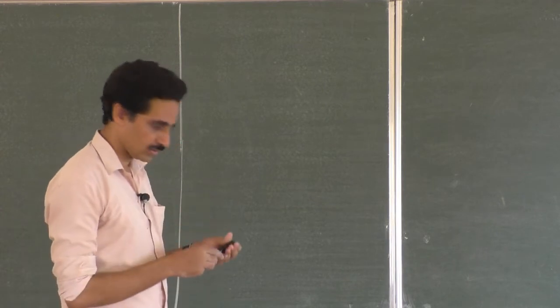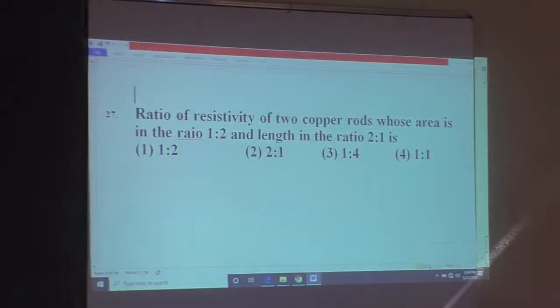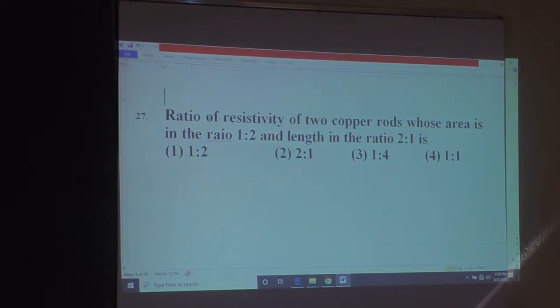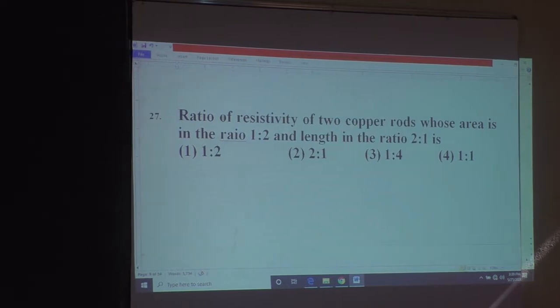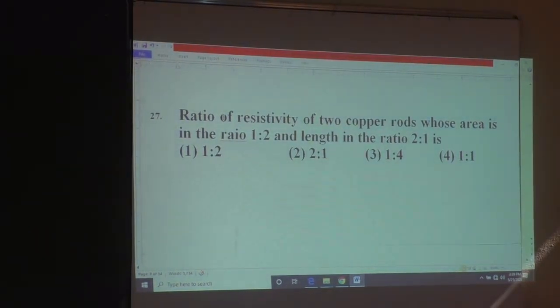Shall we go to the next question? So we will move on to the next question. It's a very easy question. We were discussing resistivity in the previous class. The ratio of resistivity of copper rods whose areas are in the ratio 1:2 and lengths are in the ratio 2:1. They are asking you the resistivity ratio, not the resistance ratio. Resistivity of two copper rods should be the same.